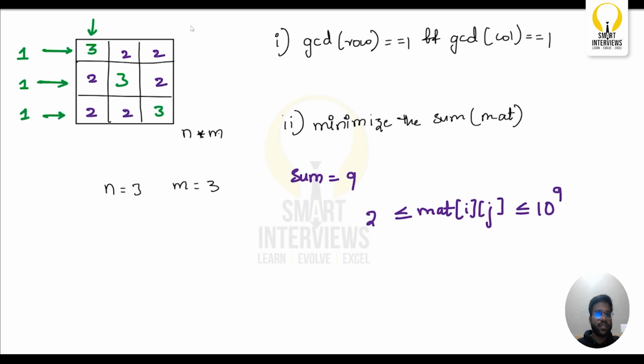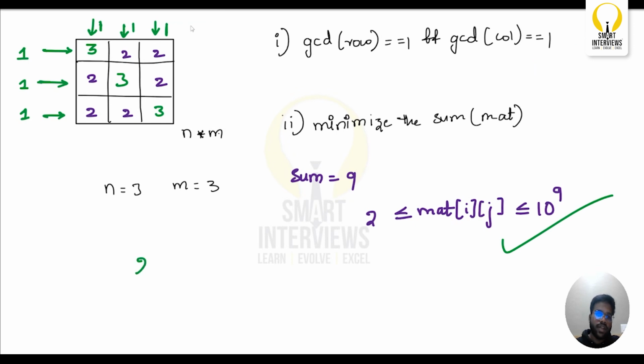What about the GCD of the first column? 1. GCD of the second column, zeroth column we will consider. So the GCD of the zeroth column is 1. GCD of the first column is 1, and GCD of the second column is also 1. And we have constructed a matrix which is a valid matrix and which is also following this condition.